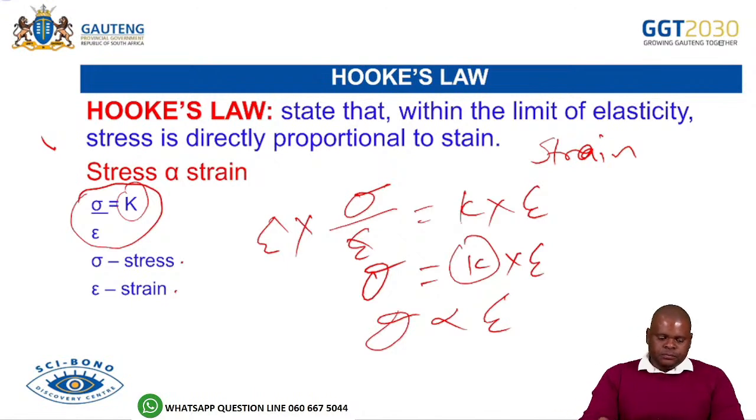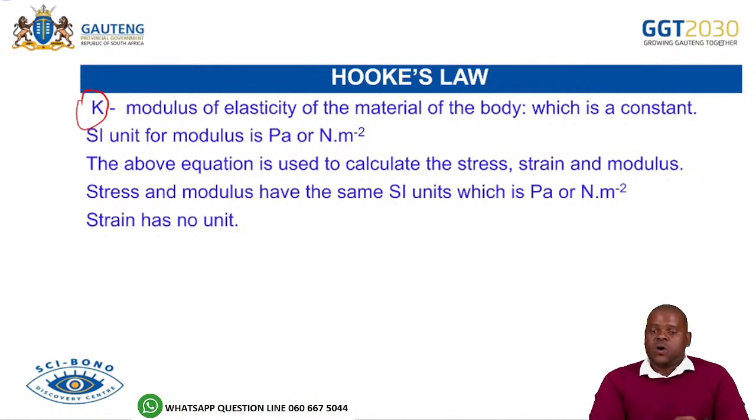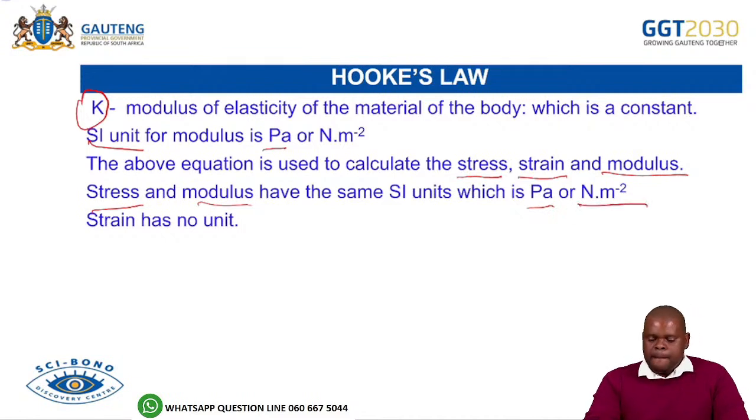We continue by saying the modulus of elasticity of the material of the body is a constant. This K that you see here is the modulus of elasticity of the material of the body. The SI unit for modulus is Pascal or Newton per meter square. The above equation is used to calculate the stress, the strain, and the modulus. Stress and modulus have the same SI unit, which is Pascal or Newton per meter square. Strain has no unit.